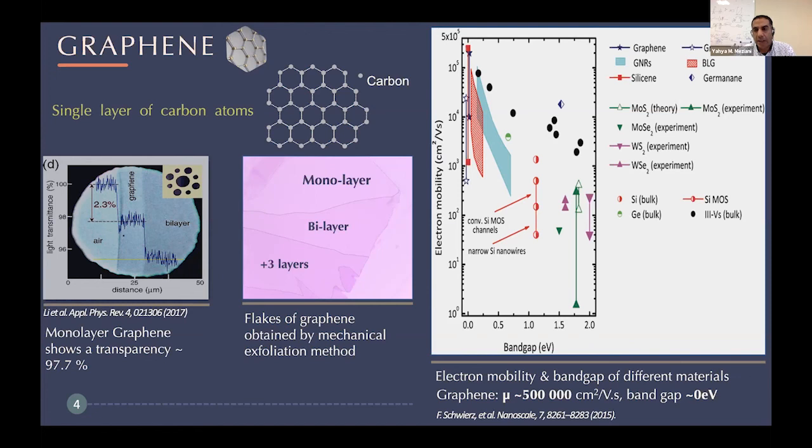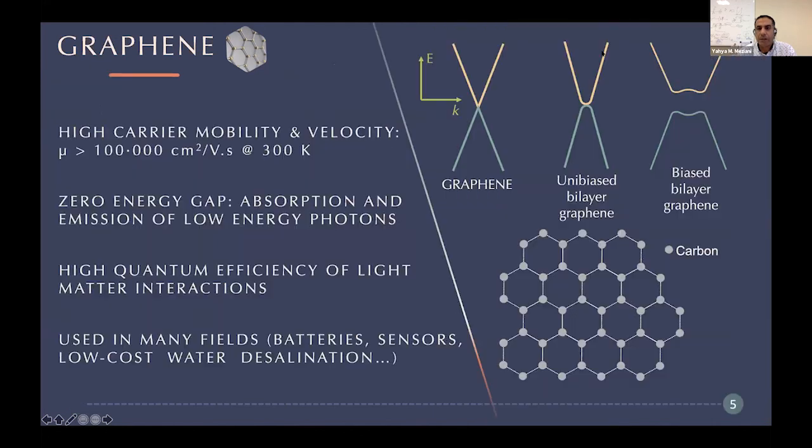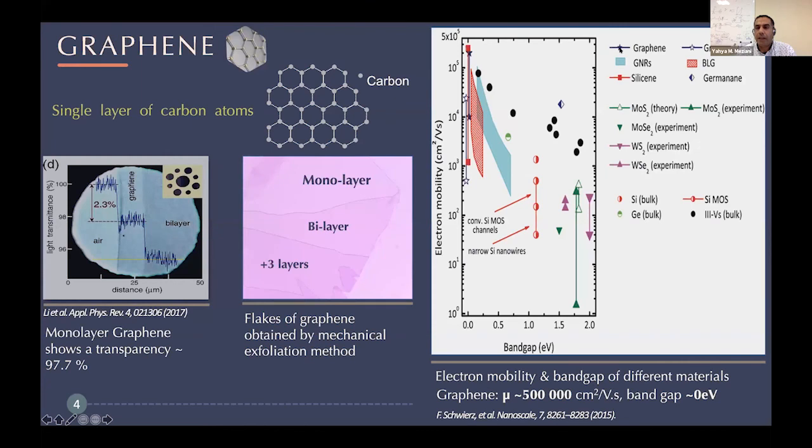Why are we interested in graphene? This is mainly summarized in this figure, where we show the electron mobility, in centimeters squared per volt second, as a function of the band gap for different types of material. You can see that graphene shows very high electron mobility. This is the most interesting property for the development of electronic devices, for optoelectronic or other types of applications.